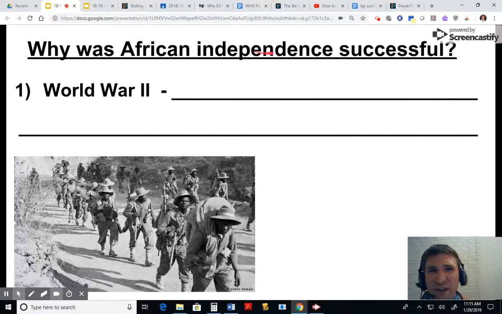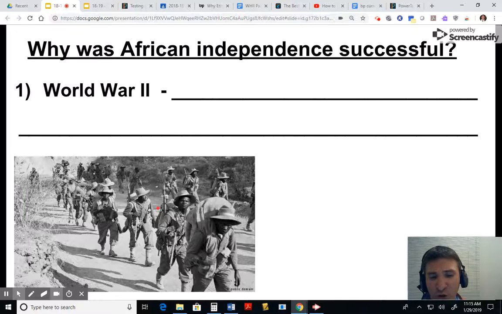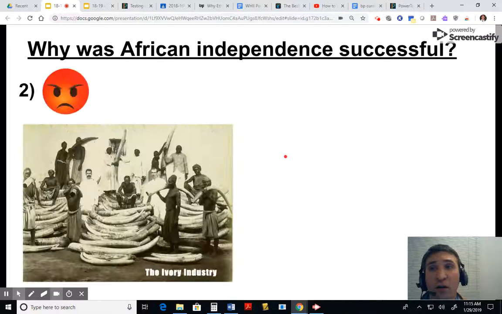Why was African independence successful? Two reasons. Reason number one, World War II. African countries participate in the fighting of World War II, as you see here, and this creates even more pride for African culture and heritage among the continent's people, more pride than existed before.